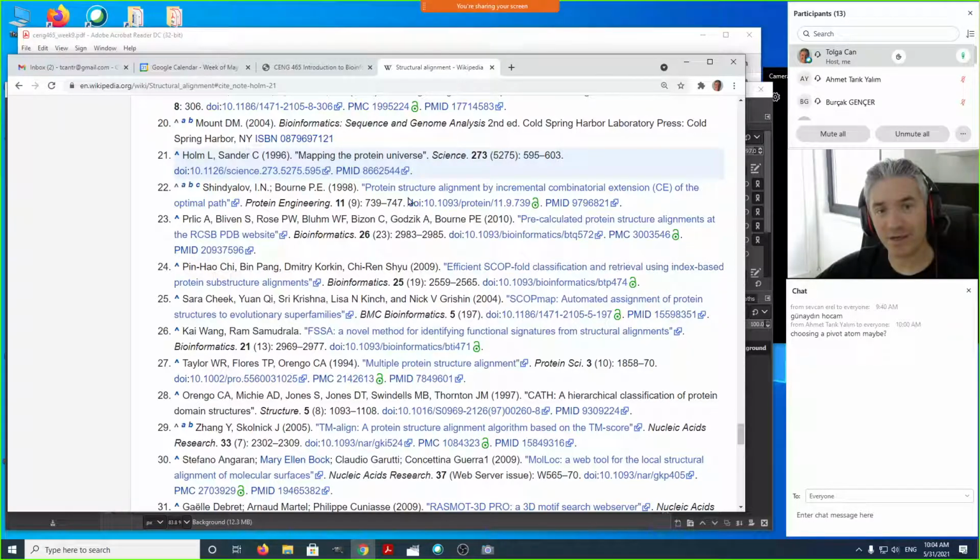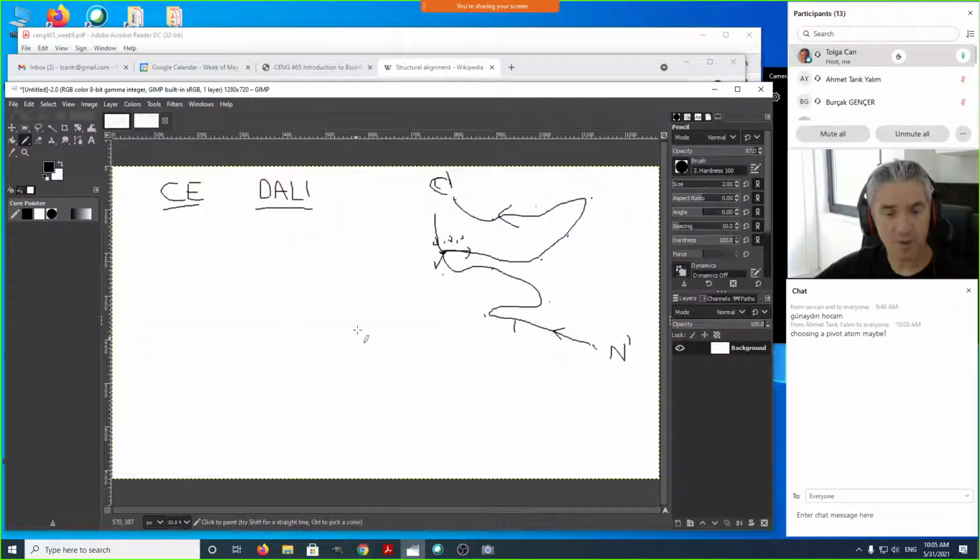These were both DALI and CE methods. At the time, they took a couple of seconds for a pair of protein structures to align. So they were not really fast, but I'm not going to talk in technical details of these algorithms, just want to mention to you what kind of structural features they use.